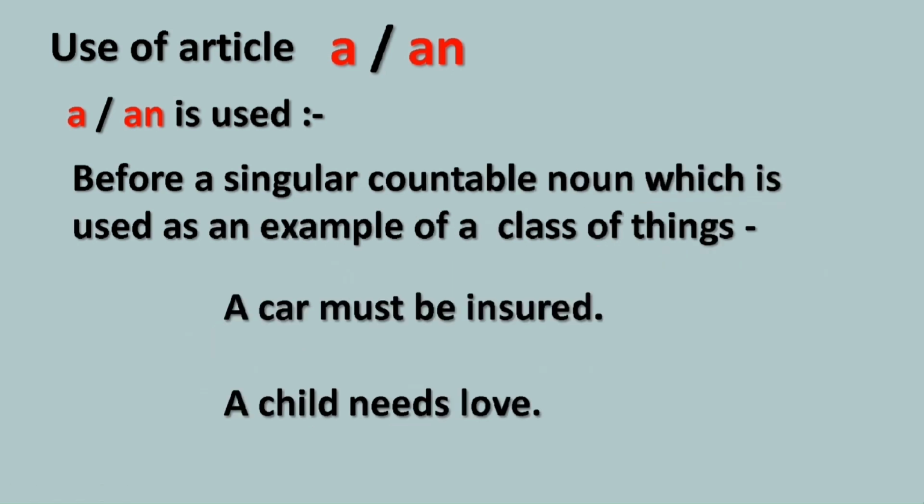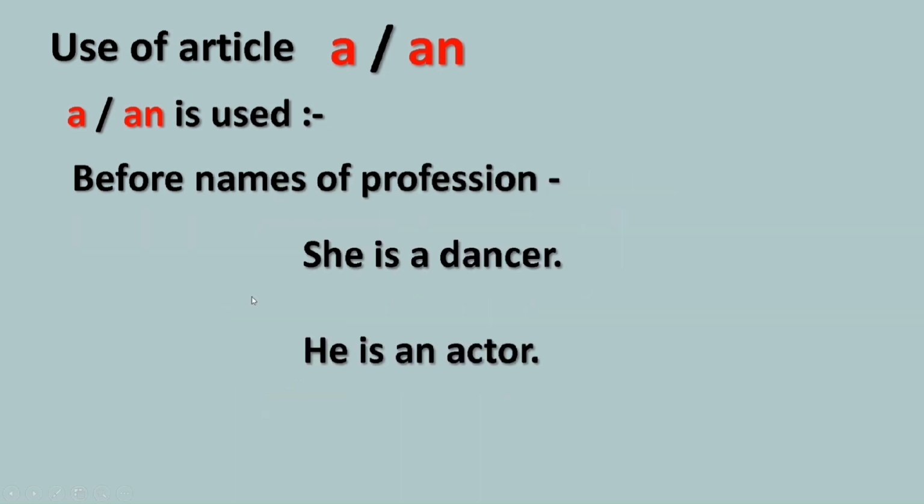See the second use of article a or an. A or an is used before a singular countable noun which is used as an example of a class of things. It means a singular countable noun that represents a class, species or type of thing. See here, a car. Here car is a type of thing. A child is countable and represents a species. Next, the use of article a or an before the name of a profession.